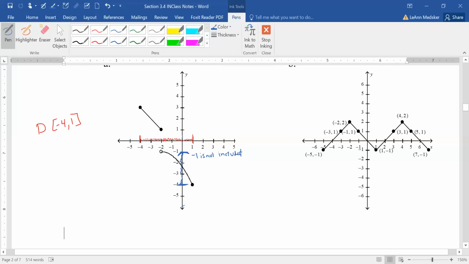included. But then next, notice there's no graph on this y-axis between -1 and 1. There's nothing to the right or the left. My graph doesn't start back until +1. And then I have graph all the way up to +3.